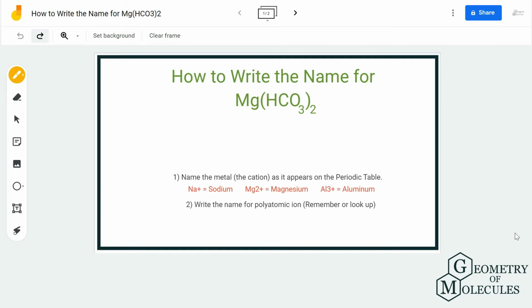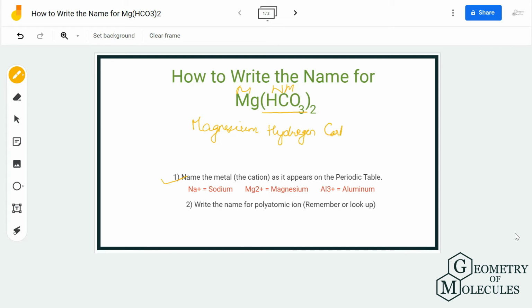Whenever you have a compound like this, which is made up of one metal, here magnesium is a metal, and HCO3, that is bicarbonate ion or hydrogen carbonate ion, this is a non-metal. So whenever you have these kinds of compounds, you should remember that we always start by naming the metal first. So here we have magnesium, so write magnesium here, and then you proceed forward and look at the ion which is associated to it. So here we have HCO3, which is also known as bicarbonate ion or hydrogen carbonate ion.